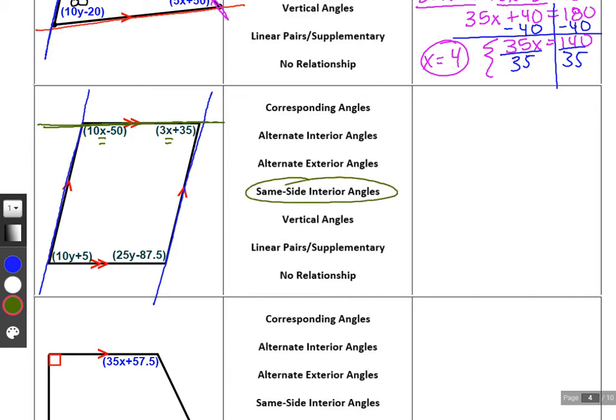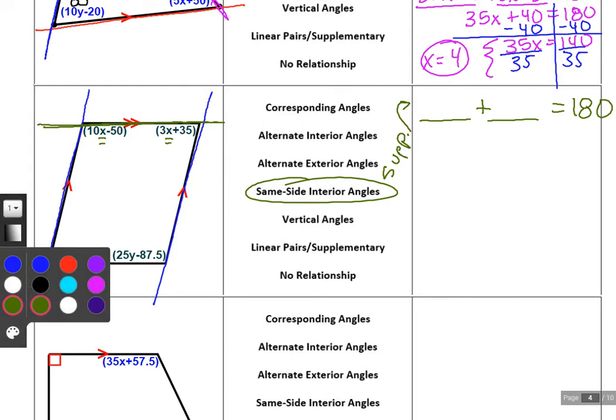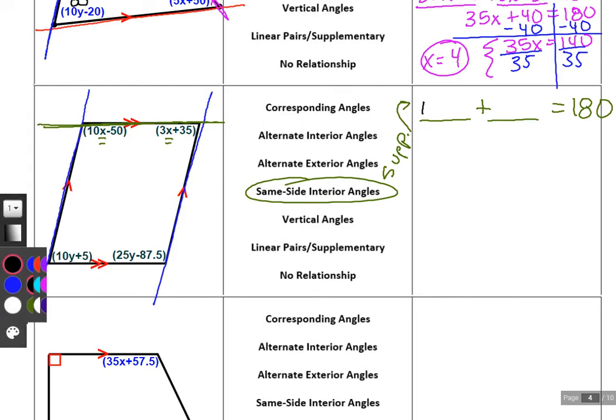By definition, same side interior angles are supplementary, which means I'm going to add things together to get 180 degrees. In this particular case, it's going to be the two angles that the transversal touches. And so we're looking at 10x minus 50 and 3x plus 35. Okay, so 13x. So we have negative 50 plus 35. That's going to be minus 15.